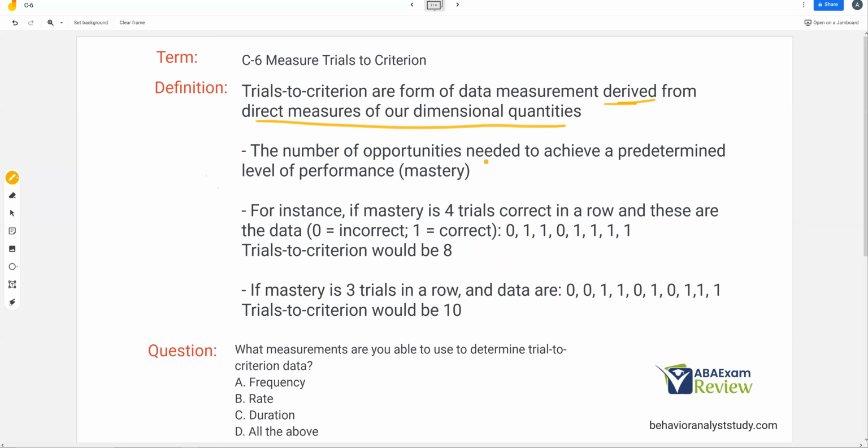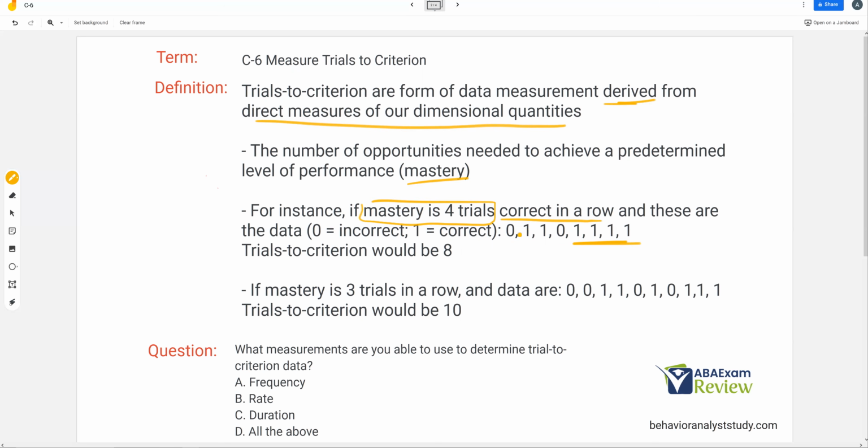Now, what does it mean? It's simply the number of opportunities needed to achieve a predetermined level of performance or mastery. So, for example, let's say our mastery is 4 trials correct in a row. So we need 4 correct in a row. 0s are incorrect, 1 is correct. Well, we have an incorrect, 2 correct, an incorrect, 4 correct. How many trials to criterion? How many trials did it take to reach mastery?